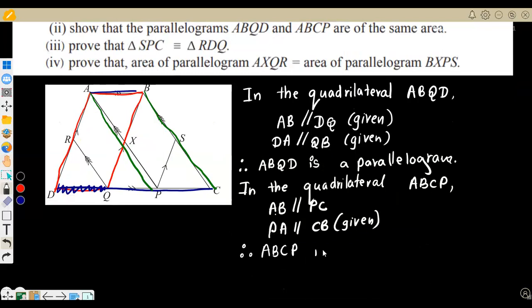ABCP is a parallelogram. Teacher, you haven't written the reason for AB is parallel. Yes. It is also given.